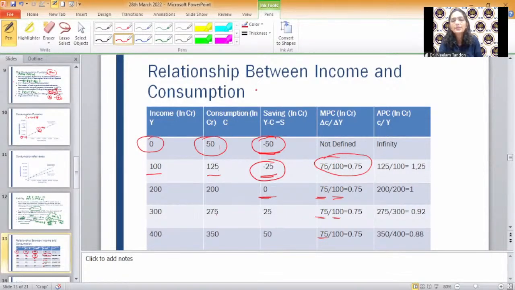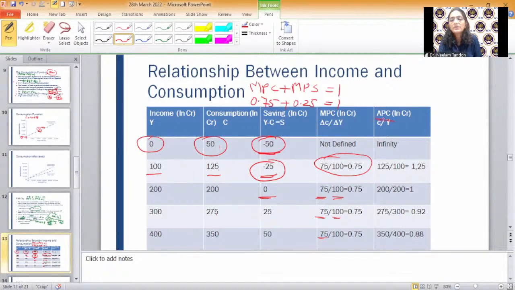Once you get MPC, you know MPC plus MPS is equal to 1. The value here is 0.75, plus MPS equal to 1. So what will be the value of MPS? 0.25. And that is why you get the value of 0.25 if you calculate MPS.